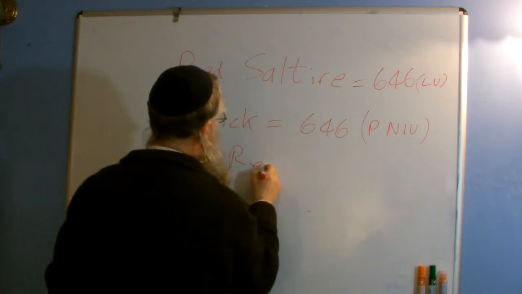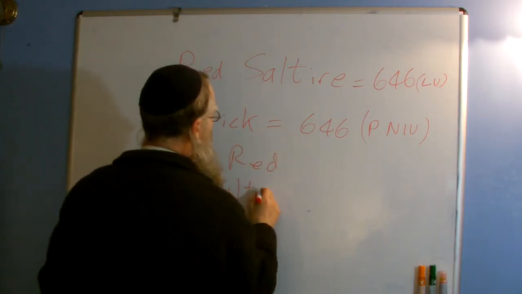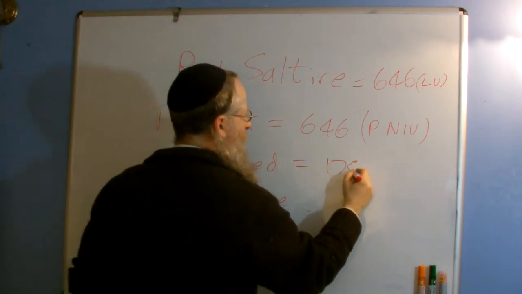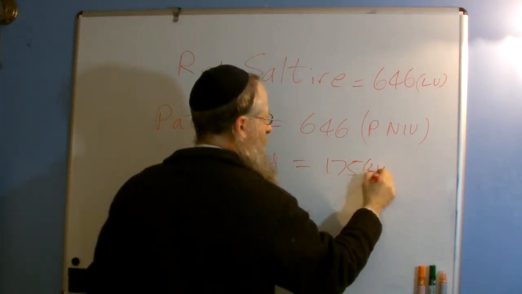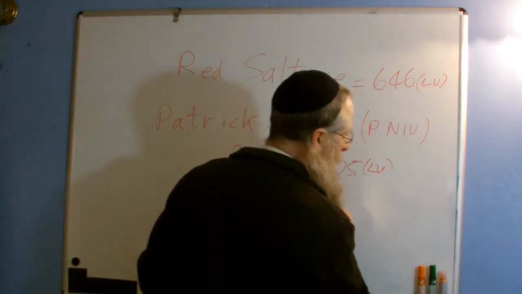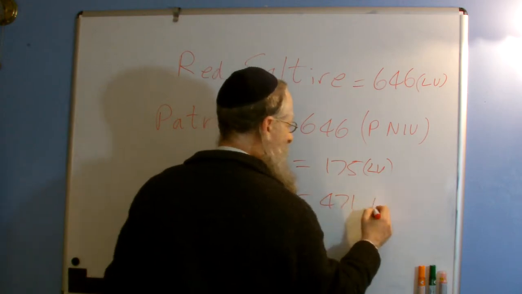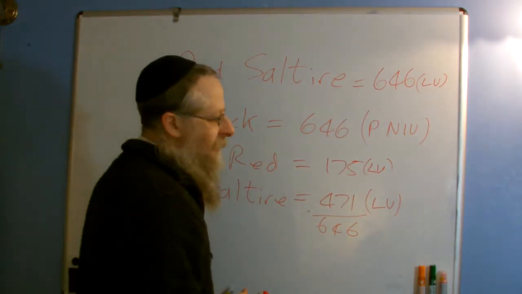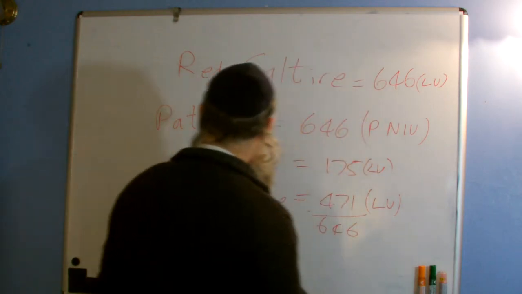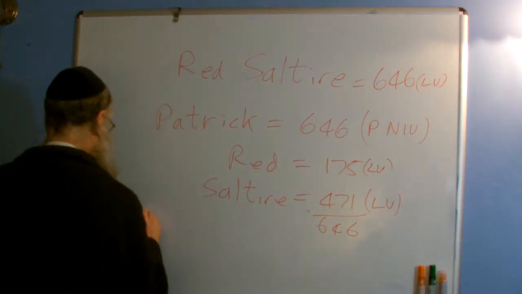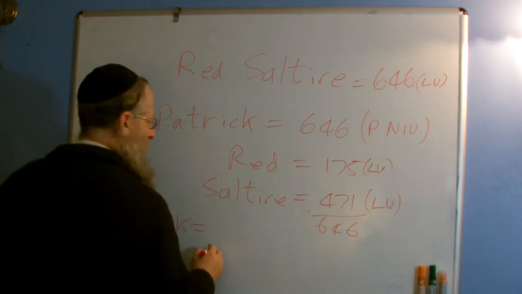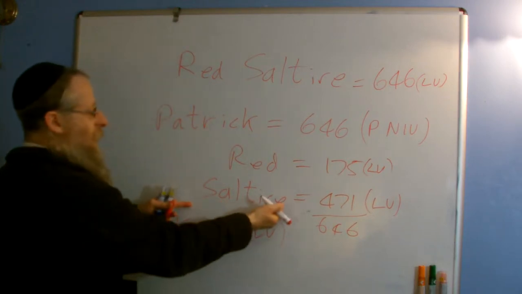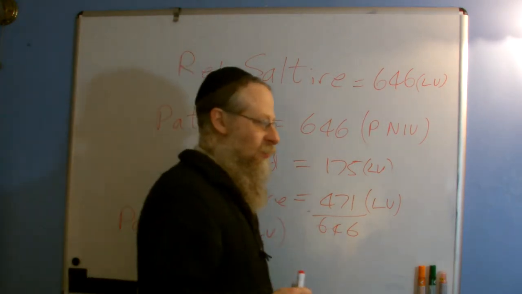I'm going to break this down. I'm going to break it down to red saltire. Okay. Now the large values, what we've got up here, because red is 175 large value. And the saltire is 471 large value, which we add together and we get 646 up there. Okay, but what's interesting is that the large value of Patrick is 471. Which is the same thing as saltire. So he's connected to that diagonal cross.